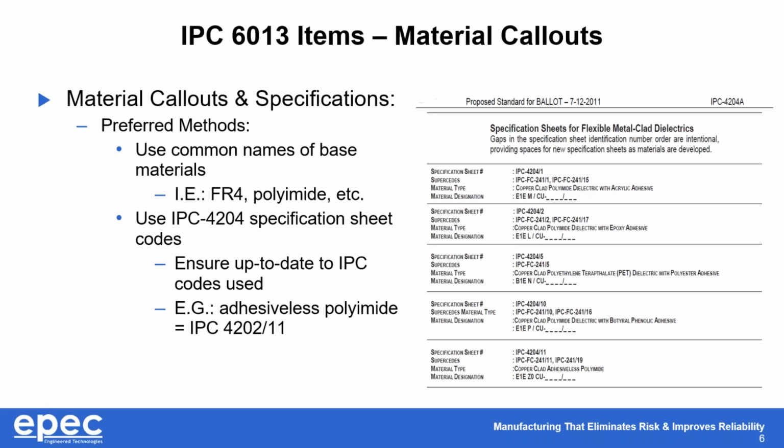Alternatively, we can use the IPC 4204 specification sheet codes, which we have to make sure in the process that the correct up-to-date codes are used and that the proper code is used, or else we'll end up with misunderstandings. As you can see to the right, we have some of the codes listed, whereas we have the 4204/1, which is for a copper-clad polyimide dielectric with acrylic adhesive. And as you can see, each slash code specifies something different, whereas this /2 is the same, except it involves an epoxy adhesive instead of an acrylic adhesive.